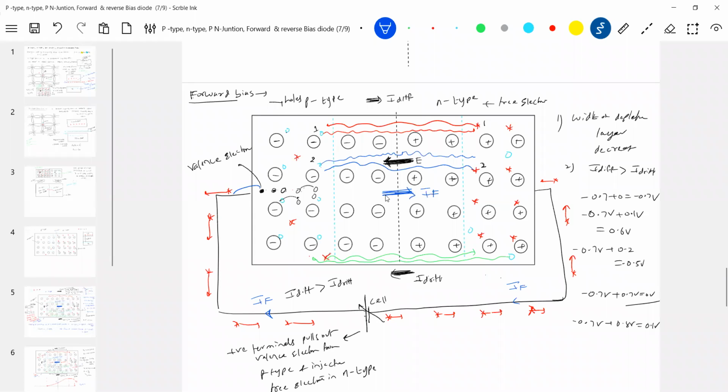And the depletion layer, what happens? The width of the depletion layer decreases, and diffusion current becomes greater than drift current. Everything else you can carry on from what I explained. So this is what happens in a forward bias.